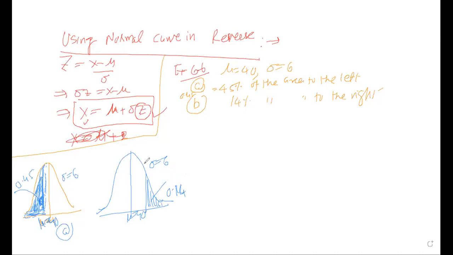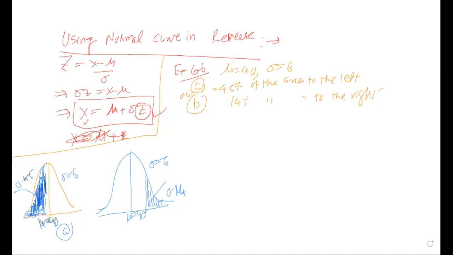0.14, right, guys? So what will happen over here? If I want to solve the first one, I can write something like this. Area 0.45 to the left of the desired X value on the shaded region, we require the Z value that leaves an area 0.45 to the left, right? Whatever 0.45 you have in your tabular form, you need to figure it out accordingly.